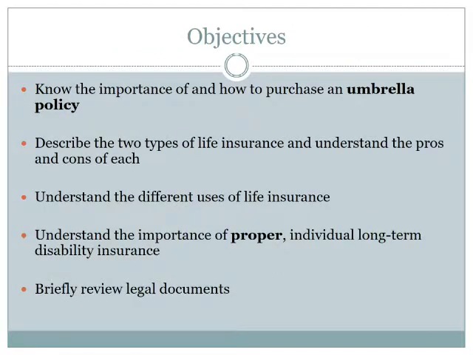So the key points that I want you all to get away from this series are to know the importance of and how to purchase an umbrella policy, describe the two types of life insurance and understand the pros and cons of each, understand the different uses of life insurance, understand the importance of proper individual long-term disability insurance, and we will describe what that means, and then briefly review some legal documents. This doesn't fall under the category of insurance, but can protect you and your family.